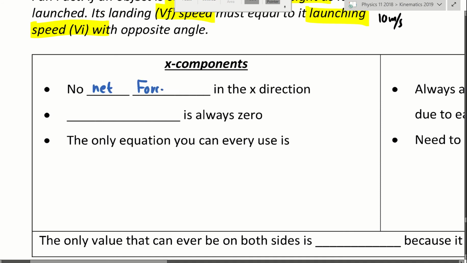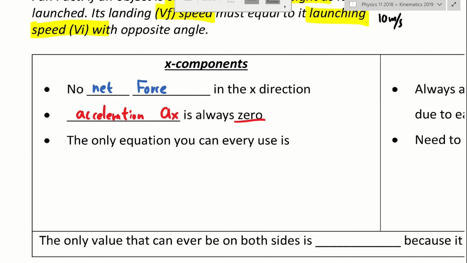So yes, we are pushing the object at the beginning, but the moment we are done pushing the object, it is not going to have any force going to the right or to the left. So no net force in the x direction. And therefore, since no one is pushing, the acceleration in the x direction is always 0. So we don't have to worry about it.